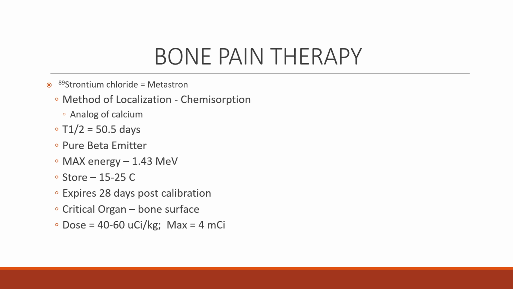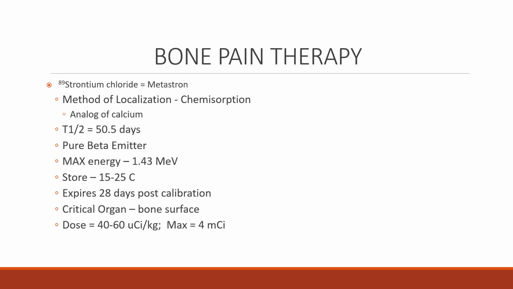All right, so method of localization for these is chemoabsorption. The half-life is 50.5 days. There we go, pure beta emitter. I thought so. Max energy is 1.43, so it really does have a pretty high energy. It expires about 28 days after it's calibrated. Critical organ is, of course, the bone surface. It's really avid to the bones. It's that analog of calcium, so it does a really good job of going to the bones and not normal tissue.